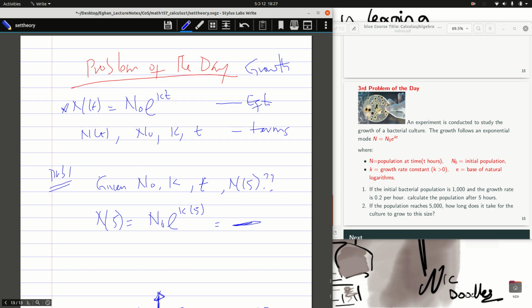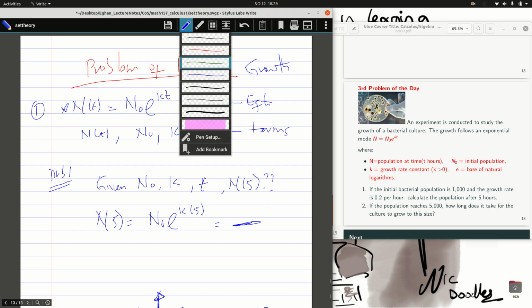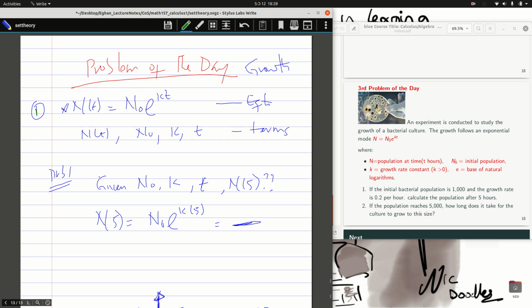So that is my extraction 1. Because it's blue, I don't want to still use blue. Let me use green. Extraction 1, I write my equation down. Extraction 2, I look at the terms defined in the equation. What is N_t? What is N naught? What is k? What is t? They are well defined.